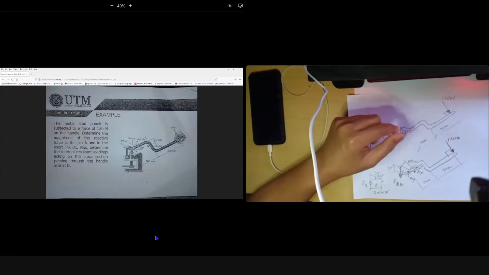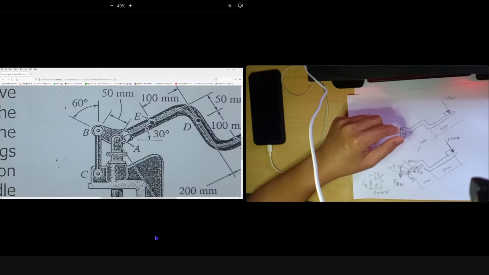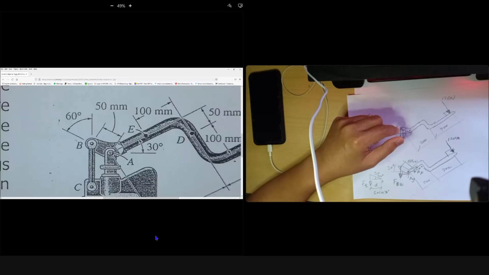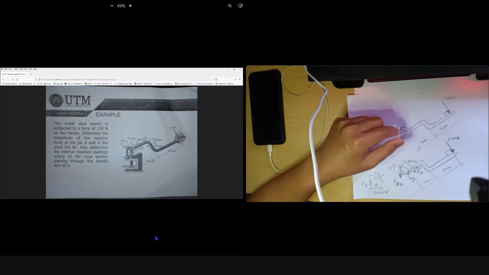Can you see this one? 120 Newton, moment at A. You don't have to solve for AY, AX. You just need to find the tension at BC. Moment at A is 0. Because it's a pin joint, you don't need to find AY. You just need to find the tension at rod BC.